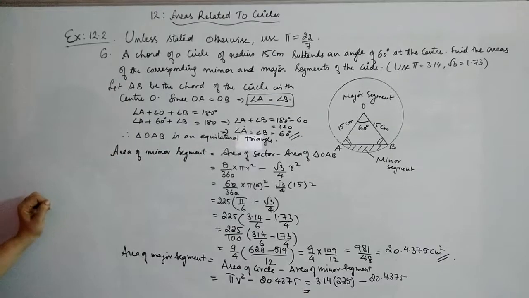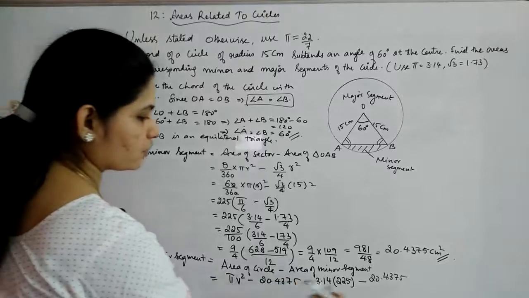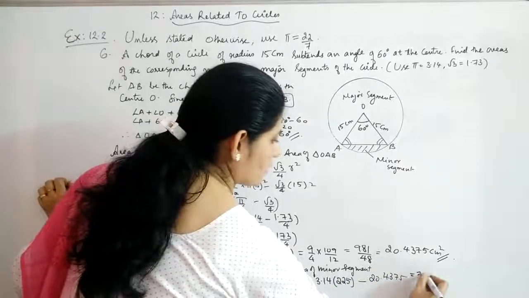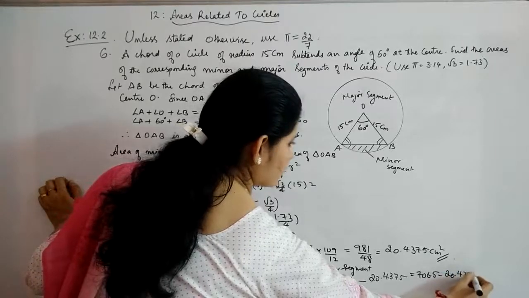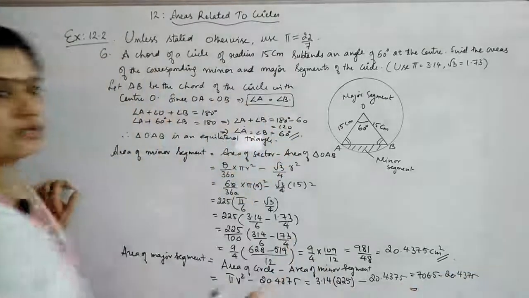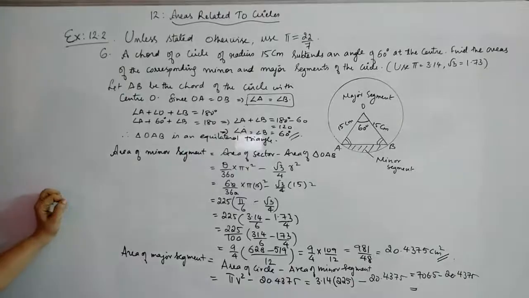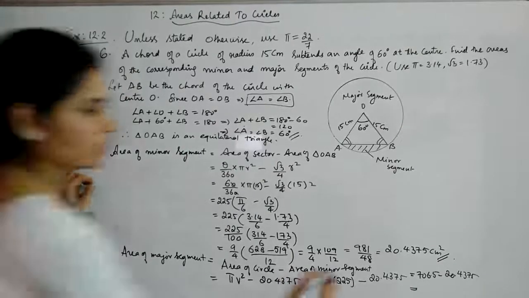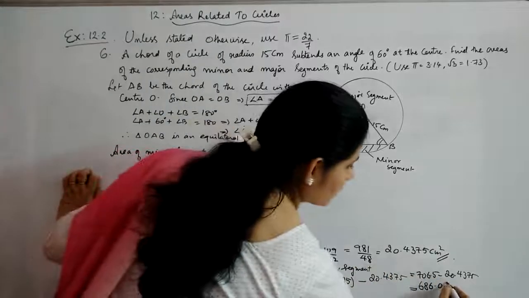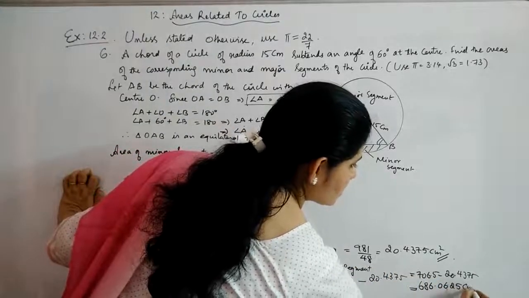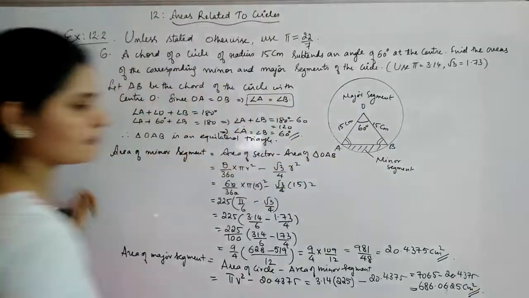After simplification you will get 706.5 as the value of 3.14 into 225, minus 20.4375, and this will give you the answer as 686.0625 centimeter squares. Okay.